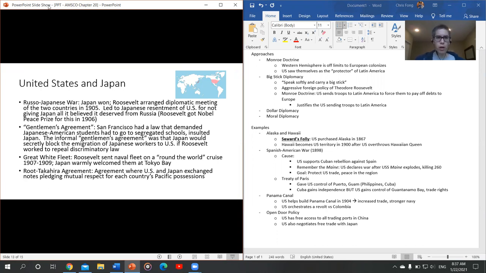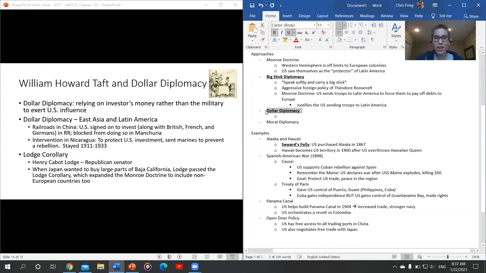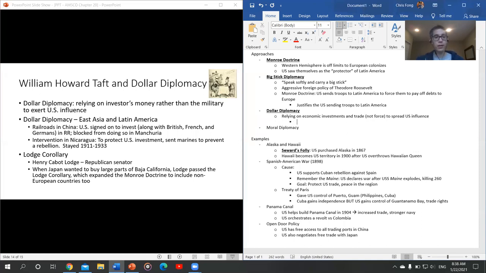The last two slides are going to be these last two approaches, dollar diplomacy and moral diplomacy, some of which we've already talked about. Dollar diplomacy, I think we've already seen this. So big stick diplomacy is aggressive. It's using force, using troops to gain power. Dollar diplomacy, as you can probably guess, is all about economic interests. So relying on economic investments and trade, not force, to spread U.S. influence. And so what does this look like? This looks like investing in railroad companies in China, or investing in sugar or banana industries in Latin America.